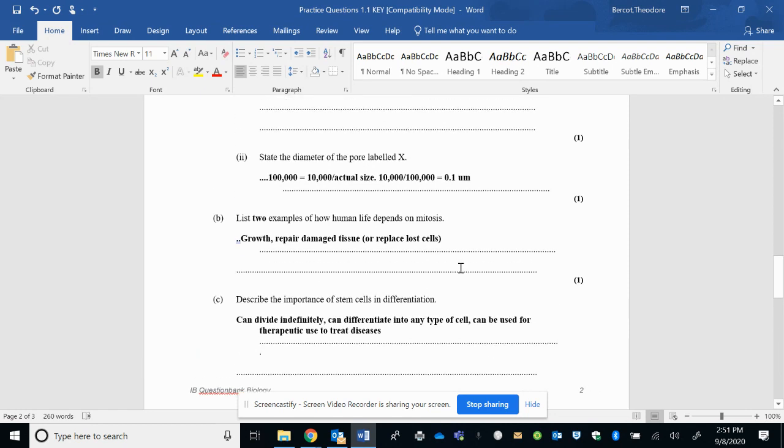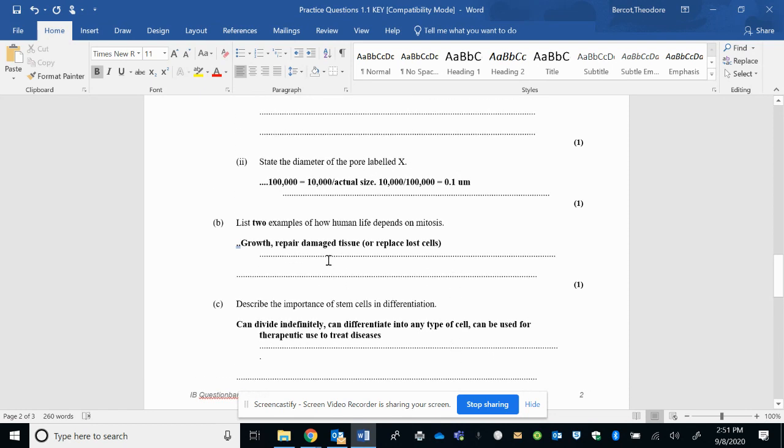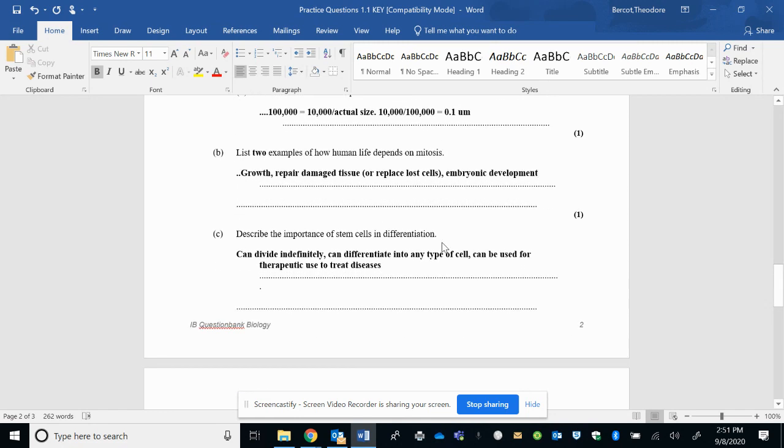So here, B lists 2 examples of how human life depends on mitosis. It is worth 1 point, but it's asking you to list 2. You have to list 2 things to get that 1 point. So the main ones were for growth, repair of damaged tissue, and I did not put this. Let me write it in here. Embryonic development, you could have said.